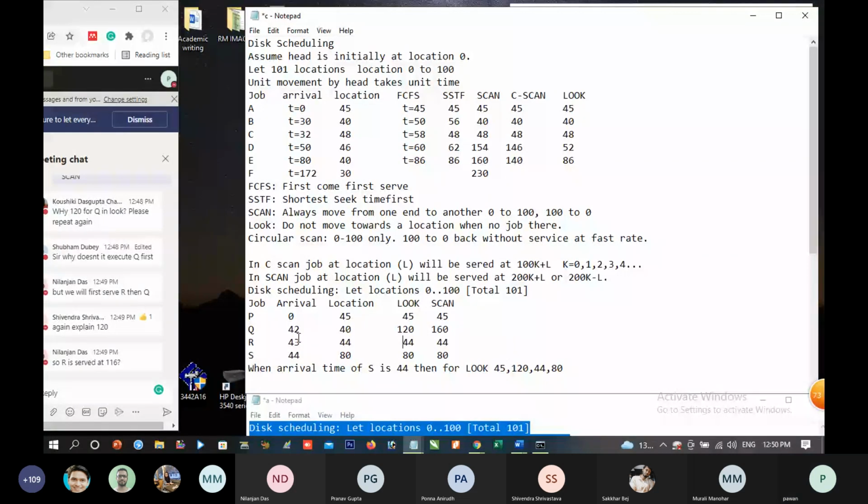What is your doubt? Why is R served at 116? R can be served at time t equal to 44. Suppose the arrival time of R was more than 44, then it would have been served at 116. Is it correct, Nilanjan? R will be served at 44 because it arrived at 43. Suppose it is not 43, it is 48, then it will be the case. Any doubt now?